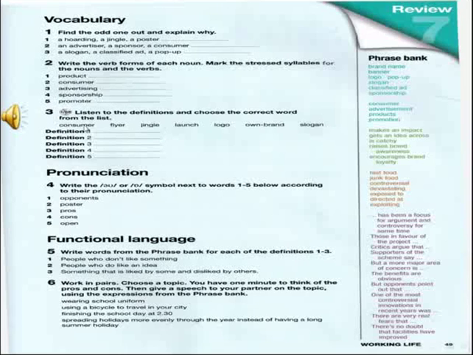Alright, listening here. 3. Listen to the definitions and choose the correct word. You listen to definition 1 on the CD. What is it about on the CD, number 1? Is it about consumer or flyer, or about jingle or launch or logo or on brand or slogan? Right? You check the meaning for these words, and then listen to the CD and write one of these words here, here, and here. Right. Listen to definition 1 on the CD and then write. Choose from these words. Okay? Listen.